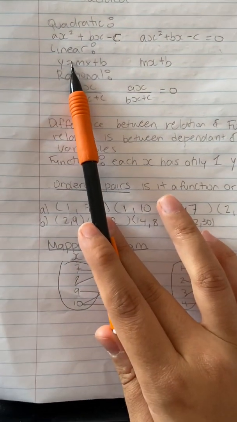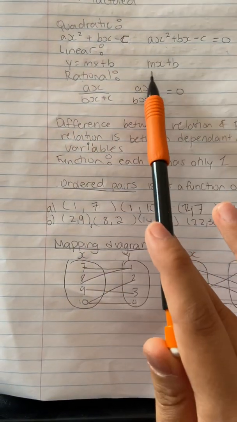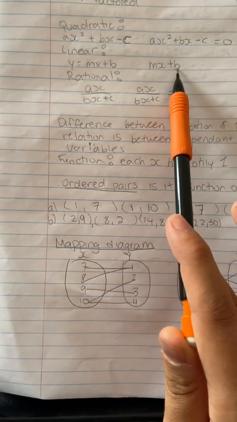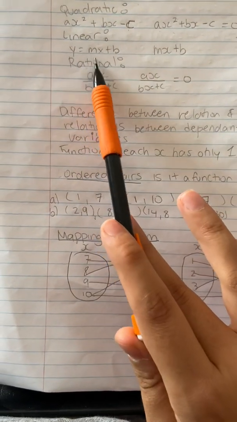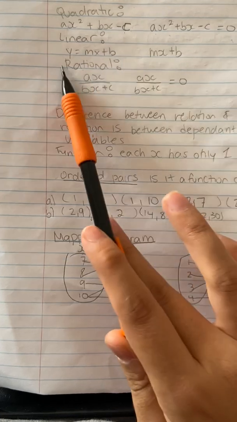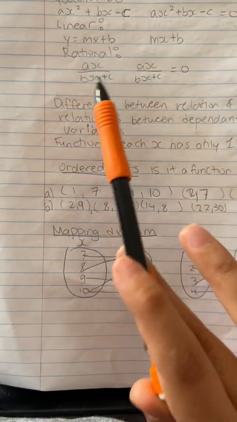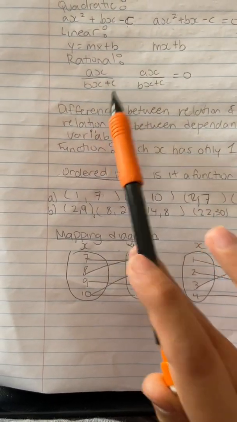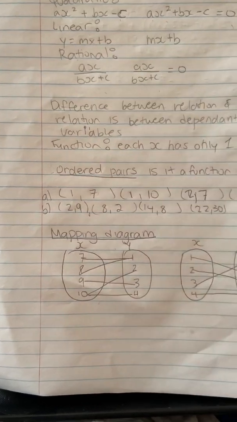This is a linear expression, mx plus b, but the equation would be y equals mx plus b because it can be solved. A rational, this is the expression, and this is the equation.